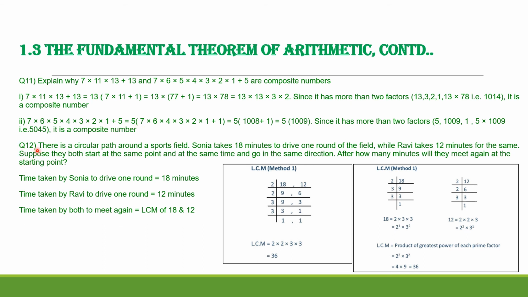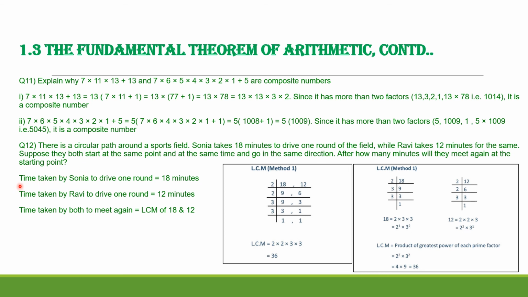Okay, so now we are on the last question of this session. It's a reasoning question, so just understand the question and you will be able to find the answer very quickly. There is a circular path around a sports field. Sonia takes 18 minutes to drive one round of the field, while the other student, Ravi, takes 12 minutes to cover the same path. Suppose they both start at the same point and at the same time and go in the same direction. After how many minutes will they meet again at the starting point?